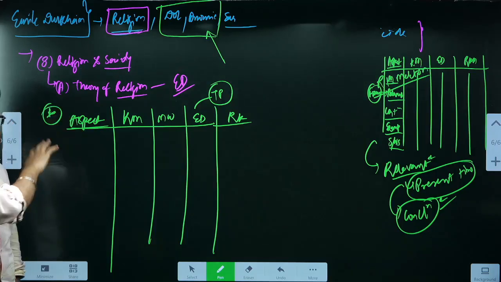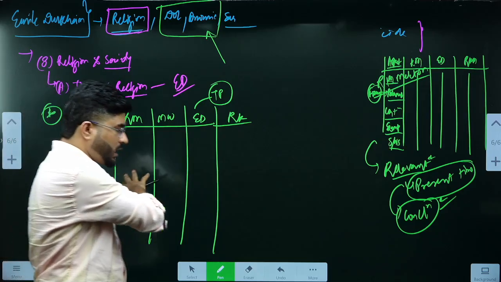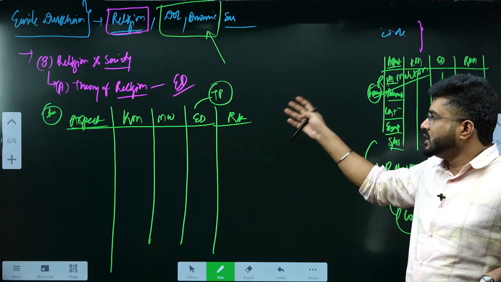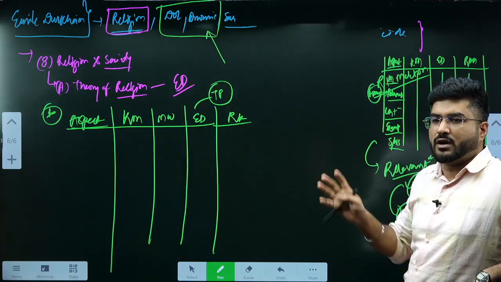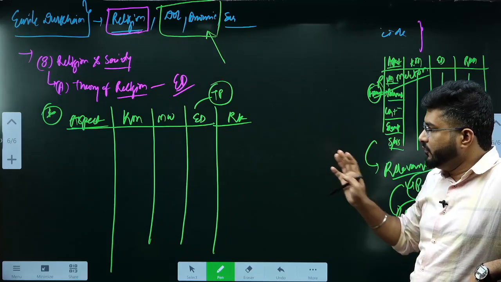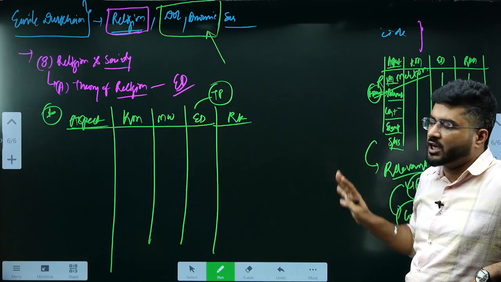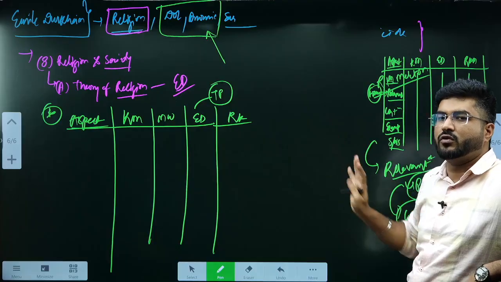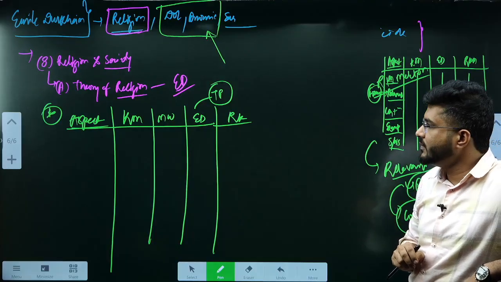Why? Because earlier the question was related to Max Weber and Durkheim on religion, but this time the question is on Weber, Marx and Durkheim related to their views on religion. So if you are not able to do this contemporary analysis, you will find it difficult to write answers in the final exam.